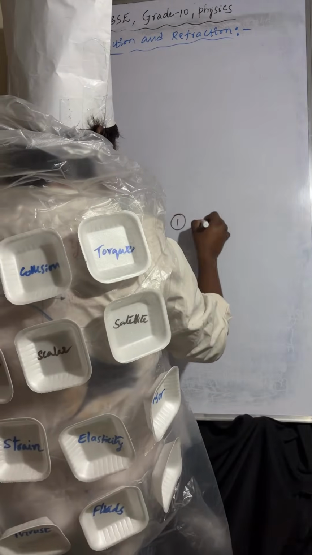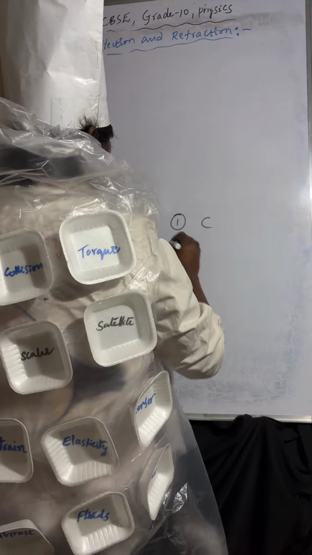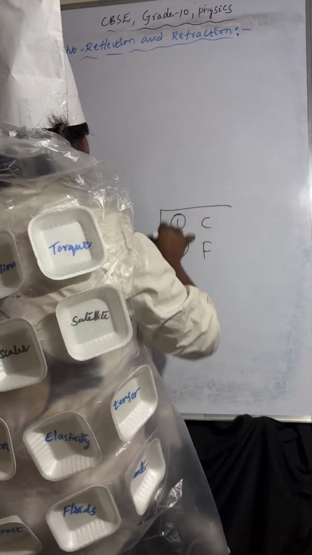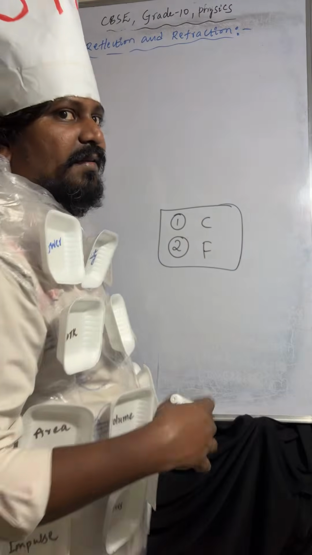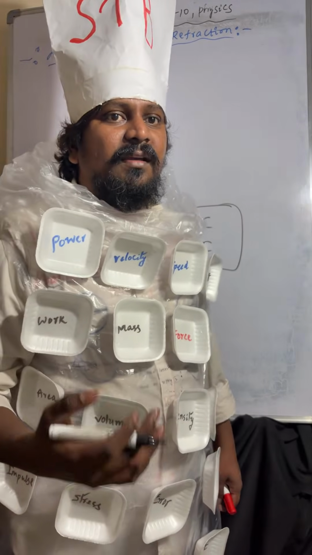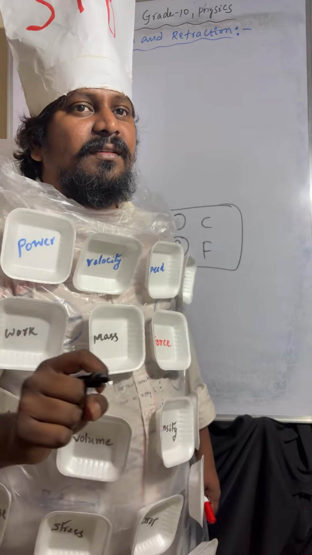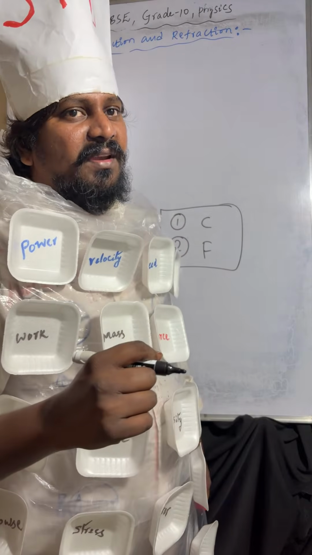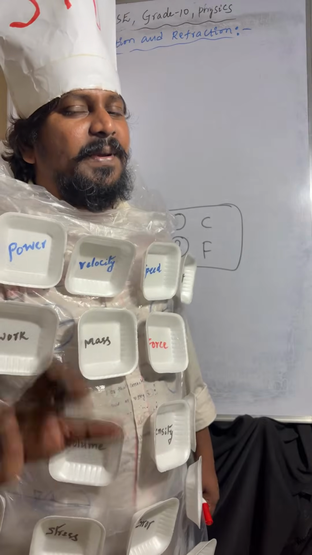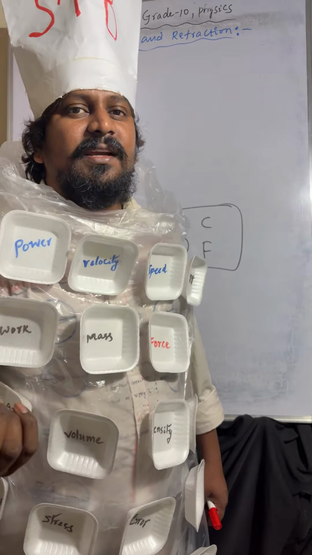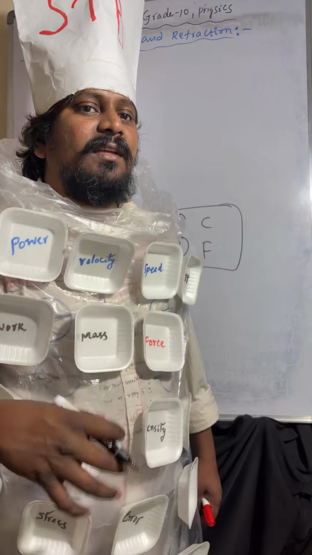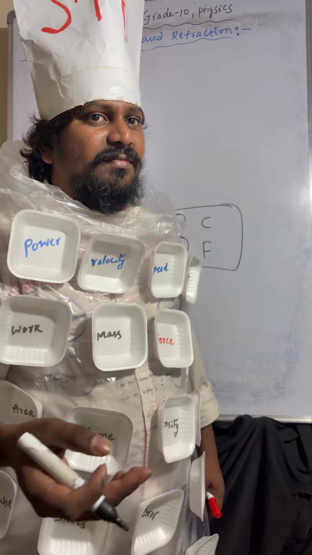Point number 1, center of curvature definition. Point number 2, capital F. So what is the meaning of capital C and what is the meaning of capital F? In a concave mirror, convex mirror, spherical mirror. So I can say spherical mirror. What is C, and what is F?